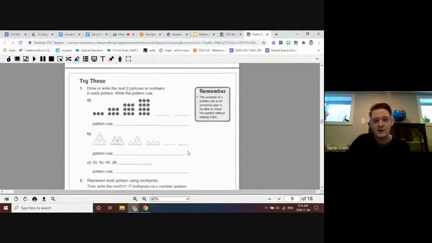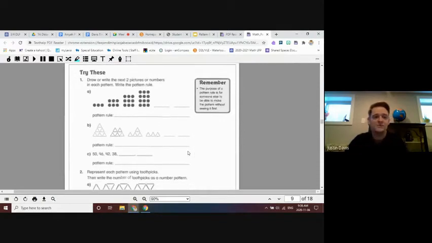Okay, so let's get into what I'm asking you to do here. What I want you to do is to draw the next 2 pictures in each pattern and then write the pattern rule. So I'll do the first one and then hopefully that'll help you guys finish up. So in this one, because I can't really draw dots with my computer, I'm probably just going to count and use the numbers. So let's take a look.